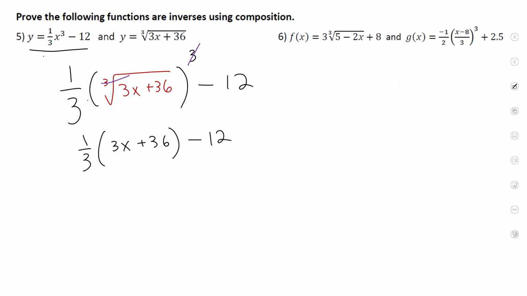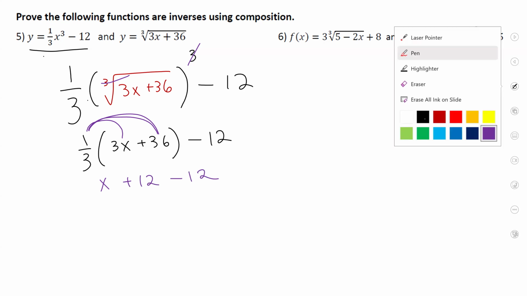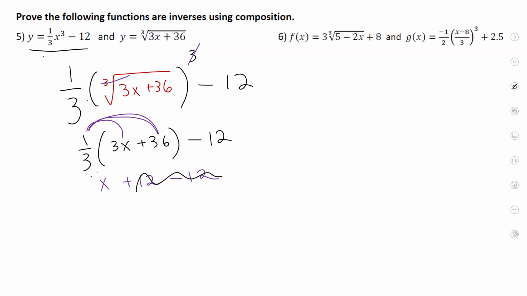Guys, Michael, what do we always do when we have parentheses? What can you do here? There we go. Distribute. All right. What's 1/3 times 3? Yep. So this is x. And what's 1/3 of 36? 12. Do we see what else cancels now? 12 minus 12 is 0, so I'm left with x. Yay. That was just one of them.